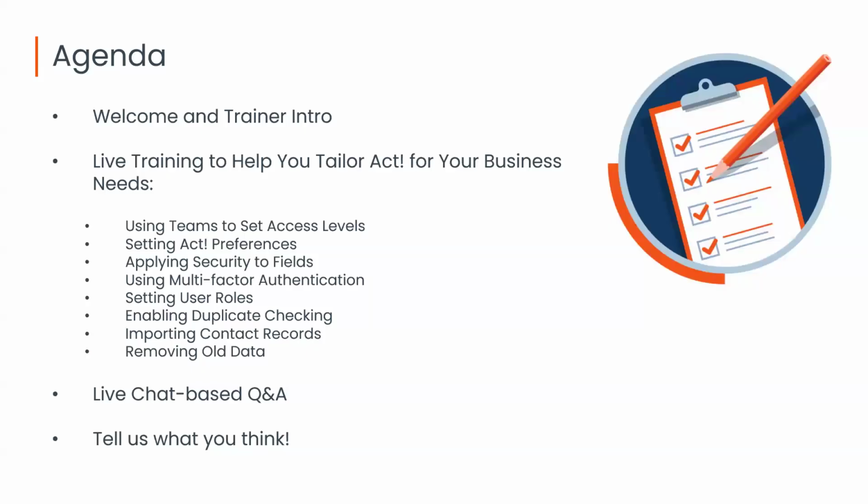So the agenda today is we're going to go through lots of different areas to help you tailor ACT for your own needs. We're going to look at the access levels. We're going to look at a whole lot of different preferences in ACT, using security several different ways, and also helping manage your data so that you're getting not only good data, but also that you're removing old data that you might not need to help you improve performance.